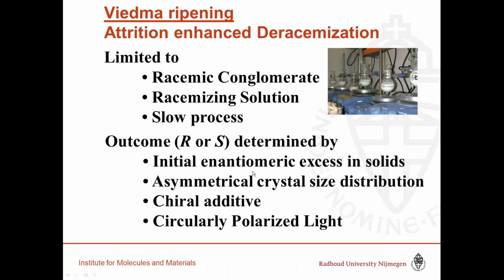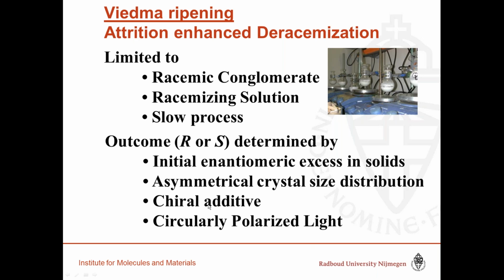Okay, so what did I tell you up to now? We have Viedma ripening, which is a sort of attrition enhanced deracemization. It is limited to racemic conglomerates. You need a racemization reaction in the solution, and it is quite a slow process. On the other hand, you can steer the outcome towards R or S in various ways, which I will not explain, but which you can find in the various references I added at the end of this presentation.